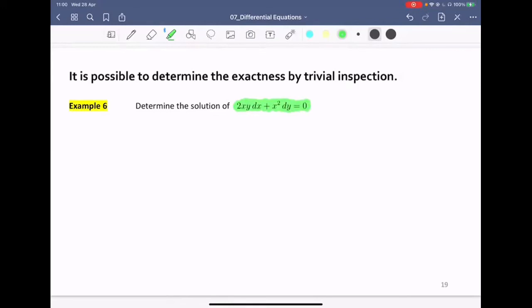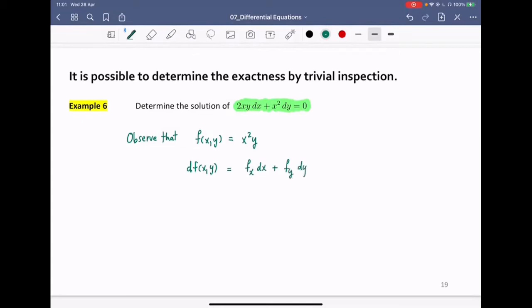I want to solve this equation. But once you have this, observe that if you have f(x,y) to be x squared y, then by using the total differential that you learned from chapter 4, if you compute df(x,y), if you remember, df is going to be f_x dx plus f_y dy.